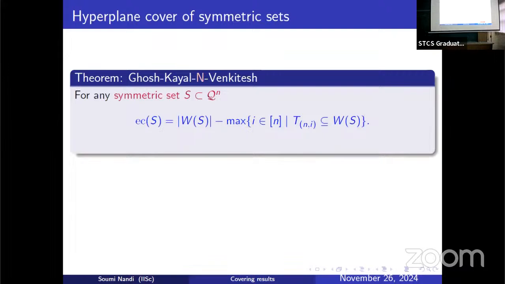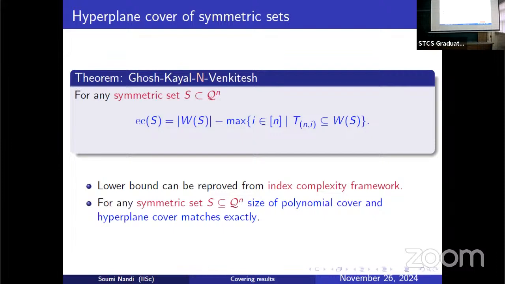And using this construction, we can also show that for any given symmetric set, the number of hyperplanes and the minimum degree polynomial will always match. Also, Venkatesh gave the lower bound, but we can also reach that lower bound using our index complexity. For any symmetric set, there will be no separation between this polynomial cover and hyperplane.